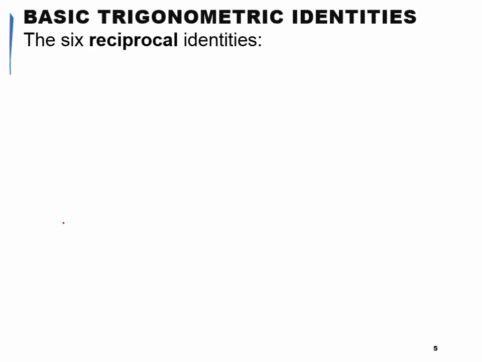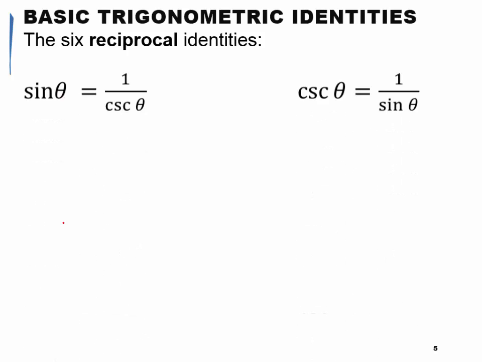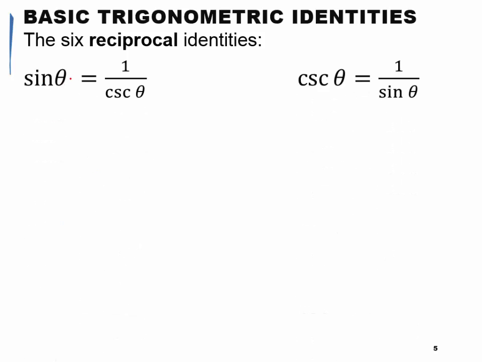Let's talk about the 6 reciprocal identities. The reciprocal identities basically say if I take sine, I can rewrite that as 1 over cosecant. And you may be thinking, what? 1 over, well look, what is cosecant? We already know that cosecant is 1 over sine. We knew that in the beginning. So if I have 1 over sine, I get sine. And so these are the reciprocal functions. These are what they equal.